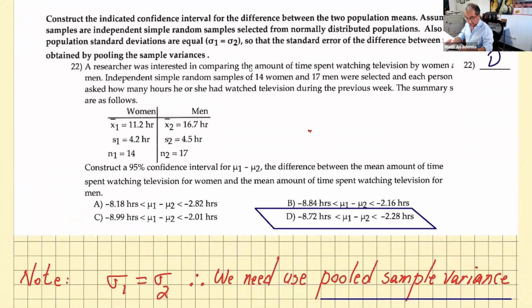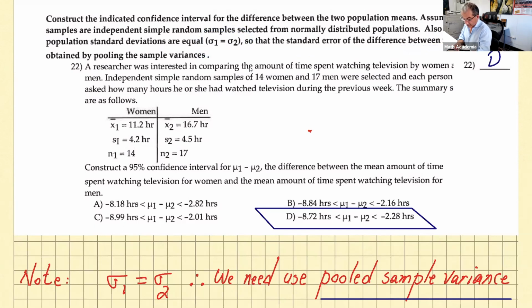Number 22, construct the indicated confidence interval for the difference between the two population means. So we're not dealing with proportions, we're dealing with means. Assume that the two samples are independent simple random samples selected from normally distributed populations. Also assume that the population standard deviations are equal. Very important: if the problem does not mention equal, then that means they're not equal, but here it mentions it, so that the standard error of the difference between means is obtained by pooling the sample variances.